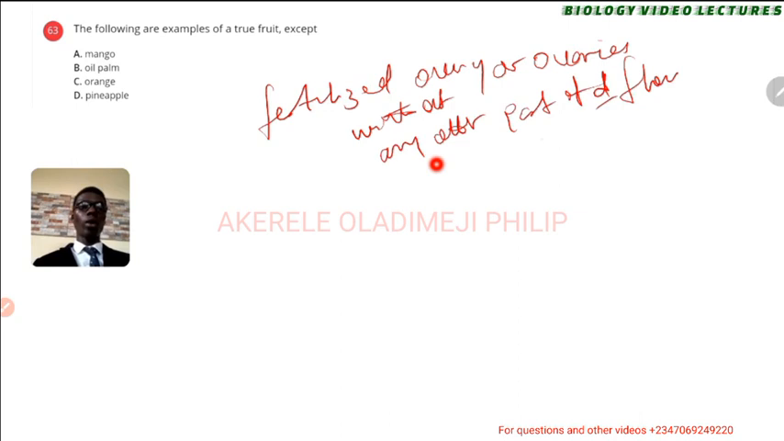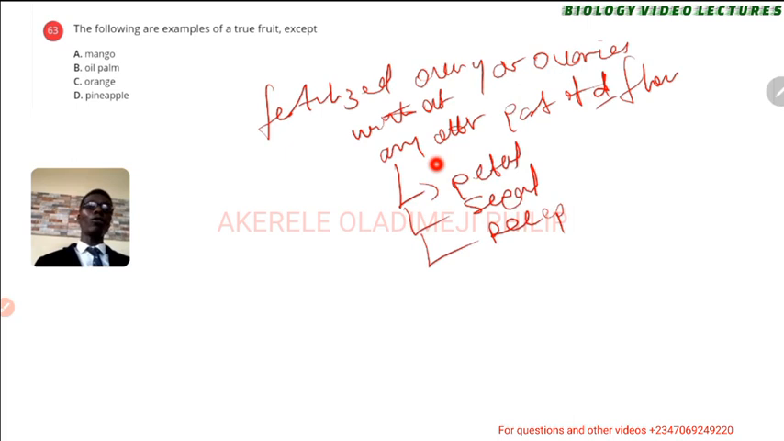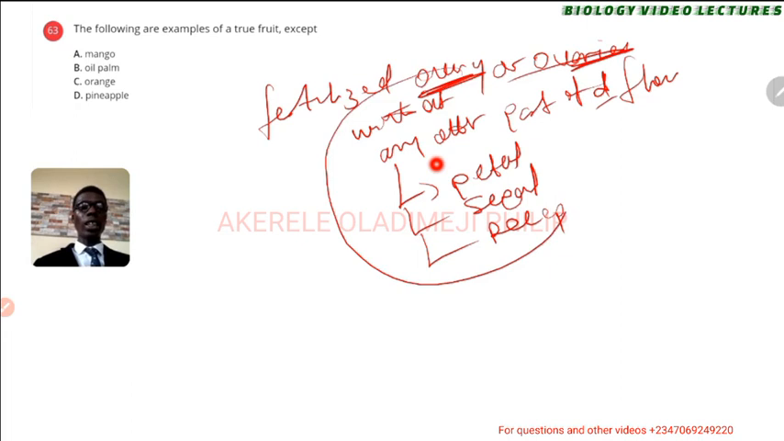What other part of the flower am I talking about? Petals are not involved. Sepals are not involved. Receptacle is not involved. But a false fruit will be formed from ovary or ovaries plus any of these ones. Once any of these ones is added to a fruit, it has become false.